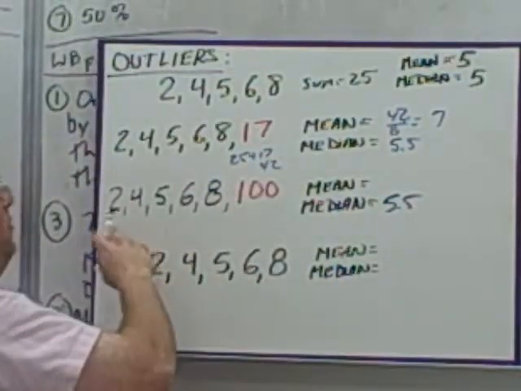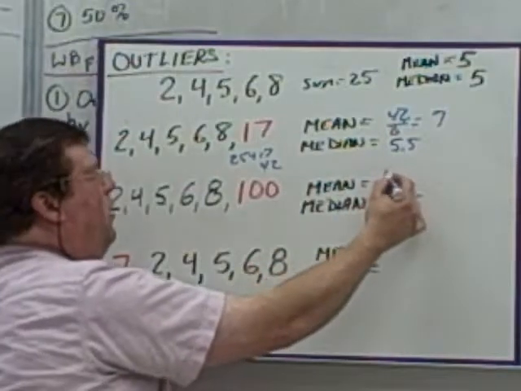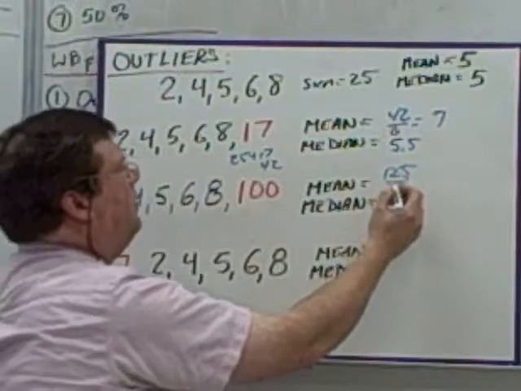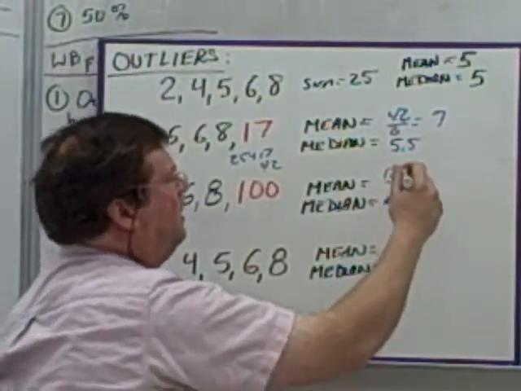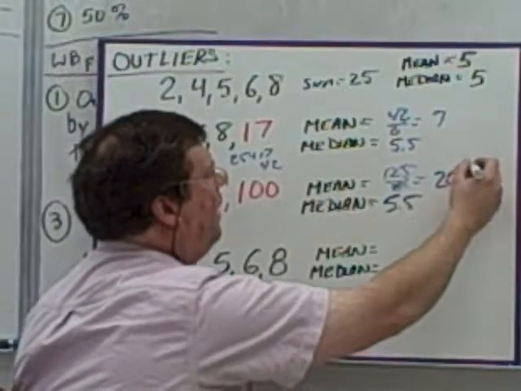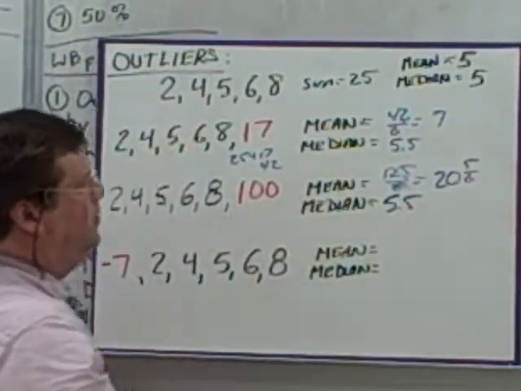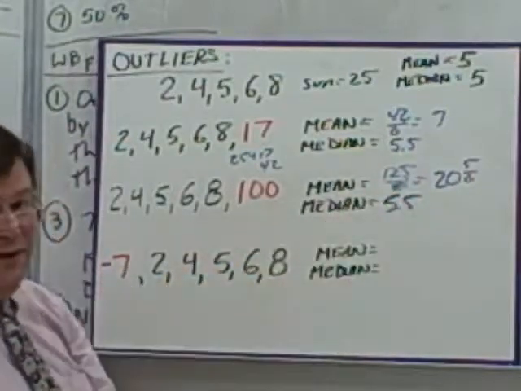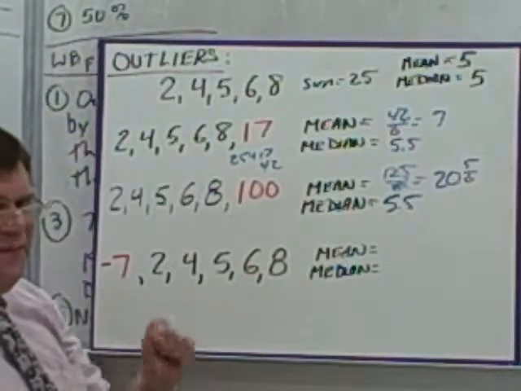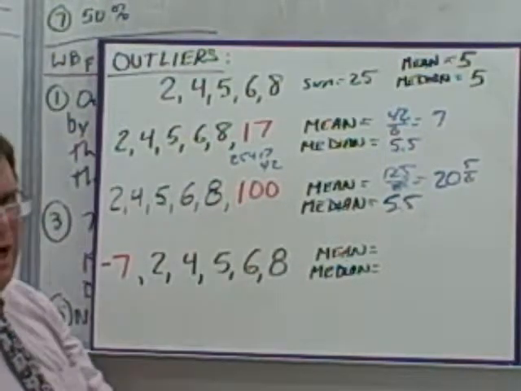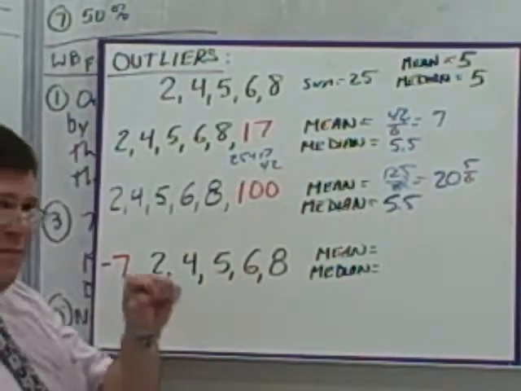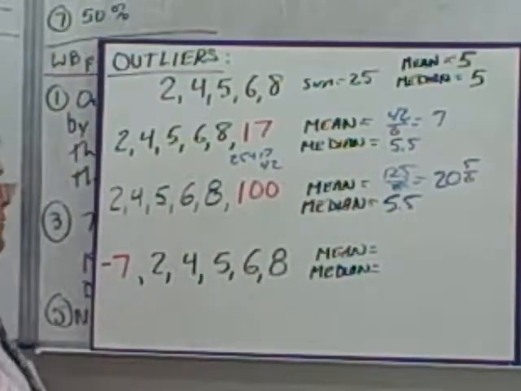But the mean, when I add all these together, I get 125 divided by 6, which is going to give me 20 and 5/6. That's a big difference. The mean is greatly affected by outliers. The median, however, is only minimally affected by outliers.